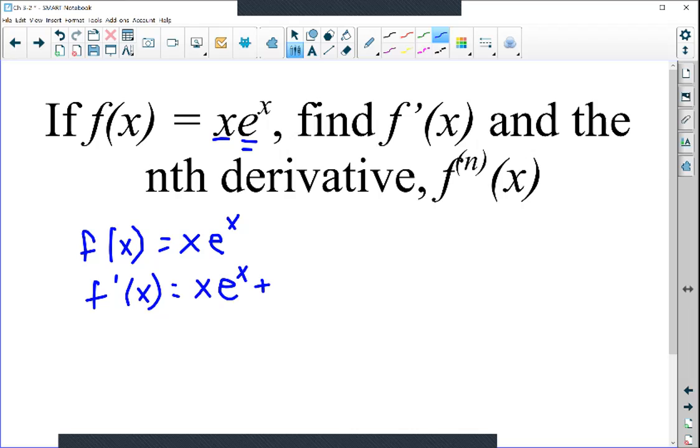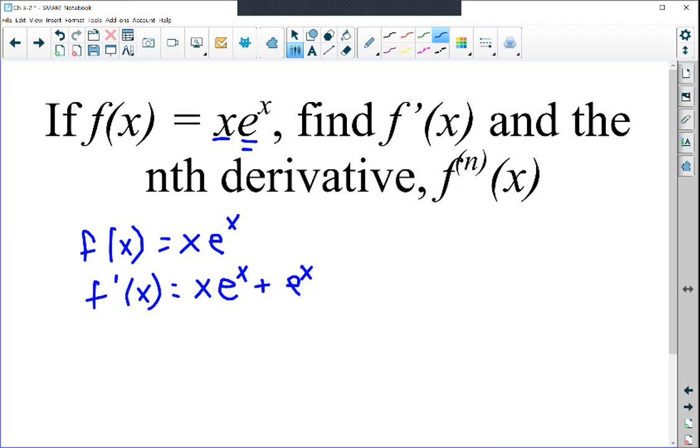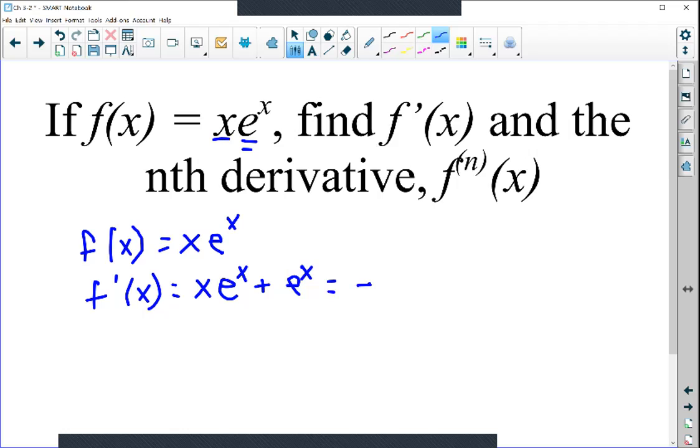Plus the second function times the derivative of the first. And what's the derivative of x? 1. Now, if I just needed to find the first derivative, I would probably rewrite it. Actually, probably not. But because I want to find a general formula here in a minute, I'm going to factor out an e to the x.